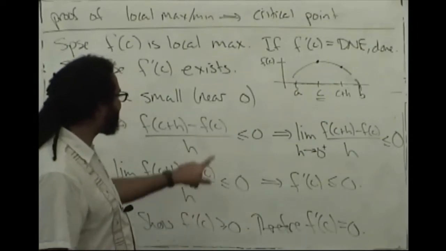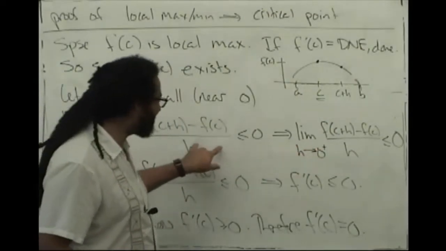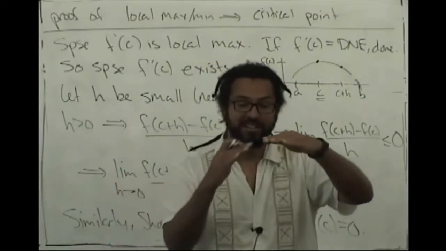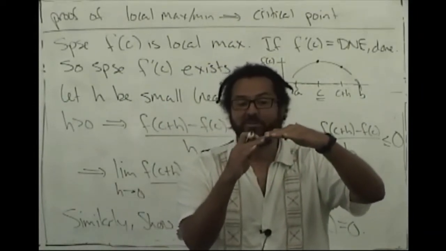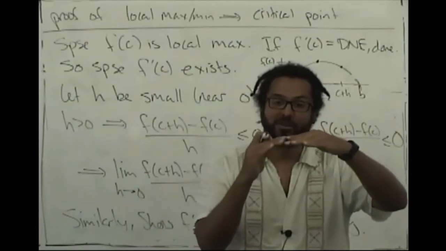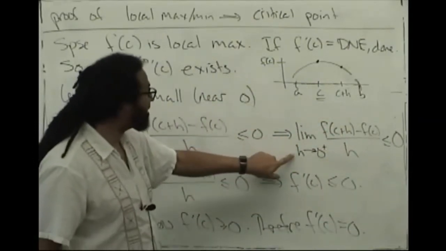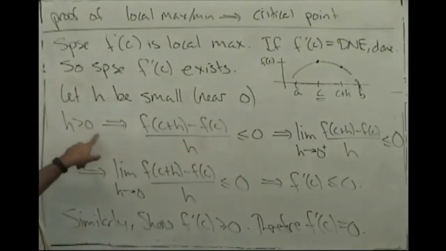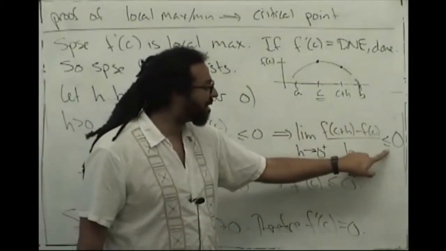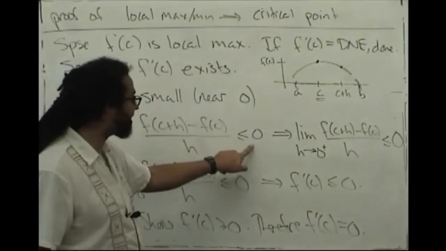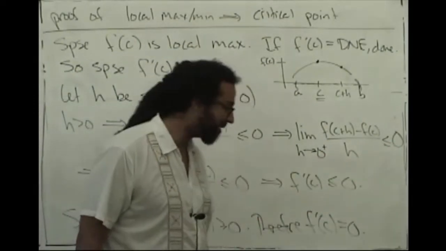So now when I take the limit of both sides, if a function is always below the x-axis, then when I take a limit as x approaches some number, that limit will have to be at or below the x-axis. So the limit as h approaches 0 from the right of this fraction must be less than or equal to 0. The fraction is less than 0, therefore the limit must be less than or equal to 0.